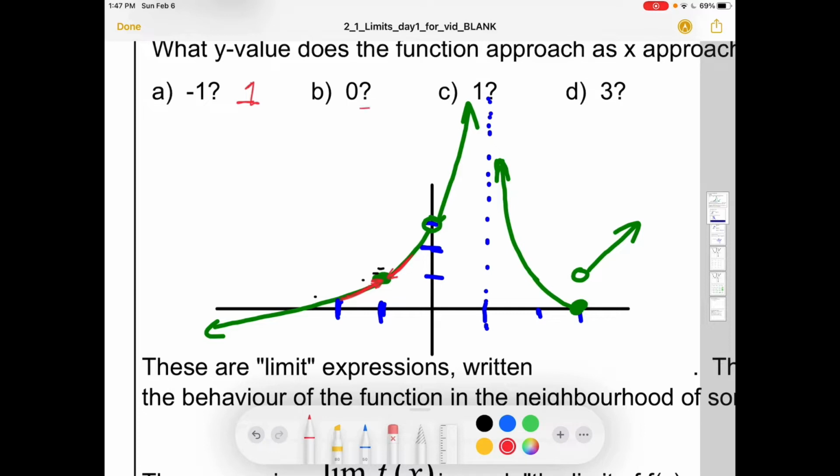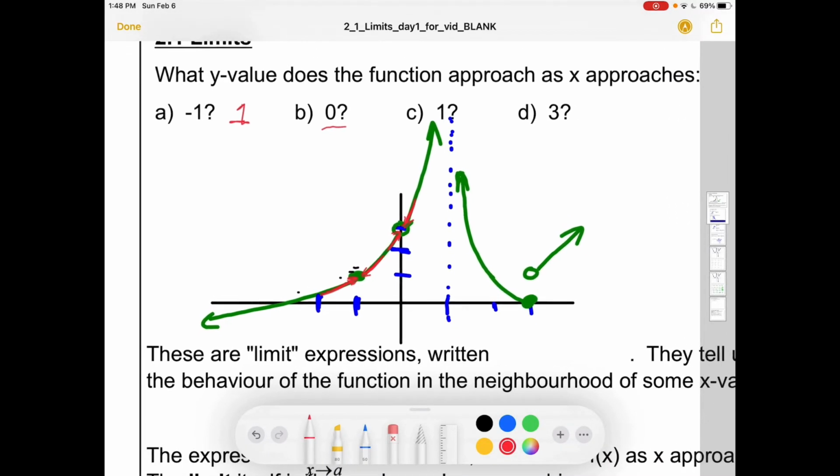But if we do it again for 0, so let's see, as x gets closer to 0, it looks like it's closing in on a y value of 3. That's true from the left and also from the right. You might say, hold on, the graph doesn't exist at x equals 0. But that's not what this question is asking. It's saying, what y value does it approach or get closer and closer to? And the answer to that is 3. It's getting closer and closer to a y value of 3.